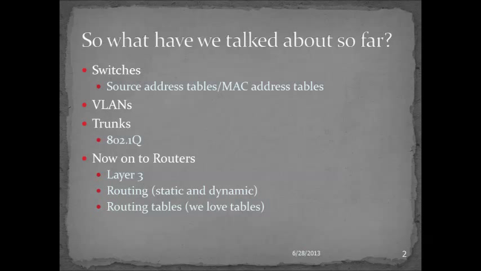What have we talked about so far? If you've been following along in this video series, we started off with general routing and switching. So we've talked about switches and what they are, how they make decisions, source address tables, also known as MAC address tables. We extended that into VLANs and trunks, and that's how we divide up layer 2 networks and we route between them. The industry standard trunking protocol is, of course, 802.1q. Cisco has its proprietary ISL. And now we're going to talk a little bit more about routers.